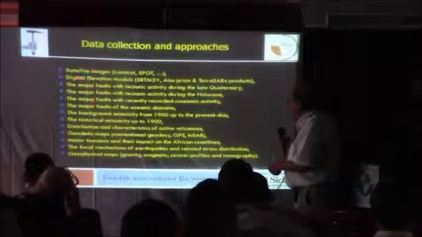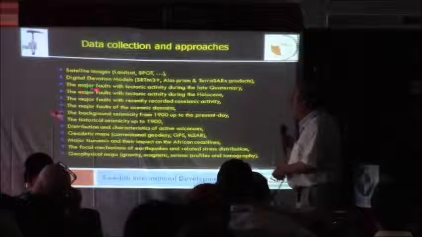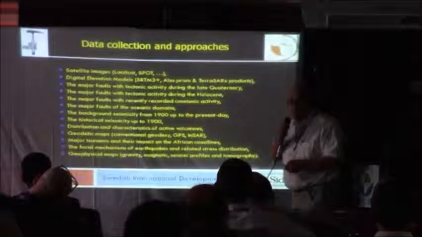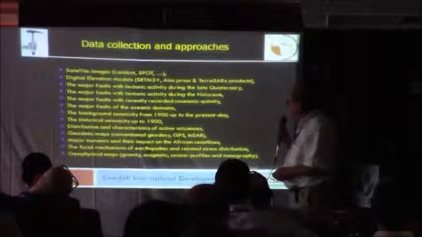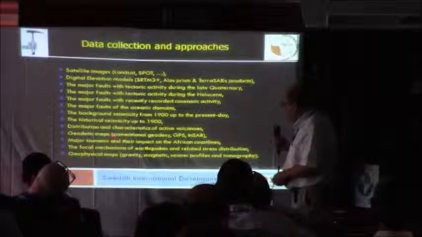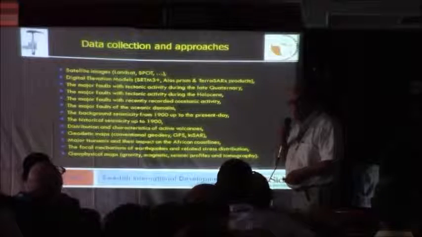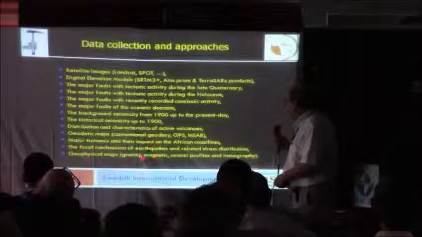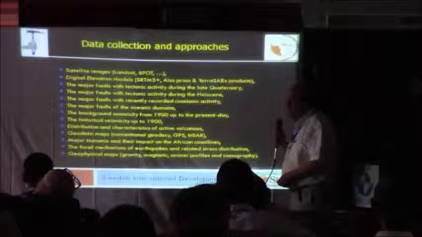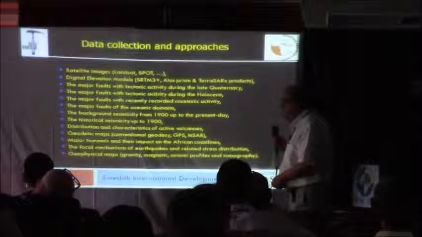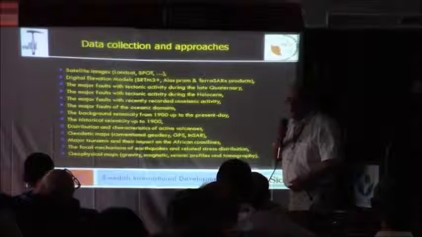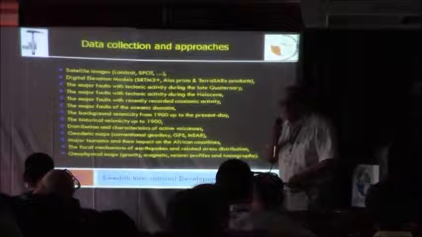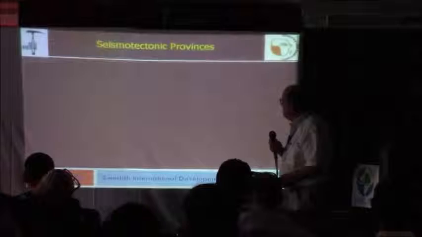Then, after you have the background seismicity, historical seismicity, distribution and characteristics of active volcanoes, because the volcanoes are part of the seismotectonics of the map. Geodetic map, major tsunamis as well, the list of major tsunamis. Of course, focal mechanisms of earthquakes and geophysical maps for the gravity, magnetic, seismic profile, tomography for the crustal or the lithospheric structure. So this is the kind of data that we have been compiling to prepare the map.